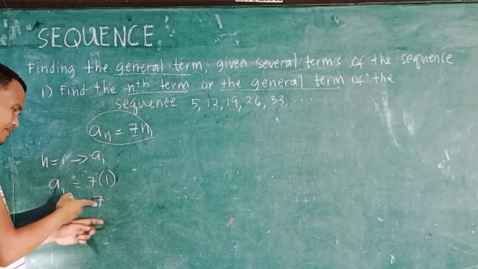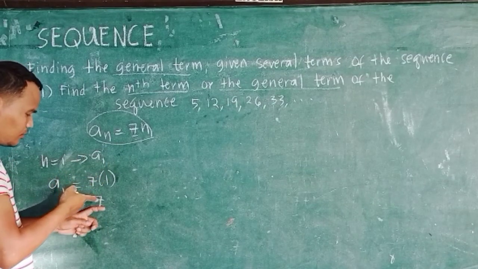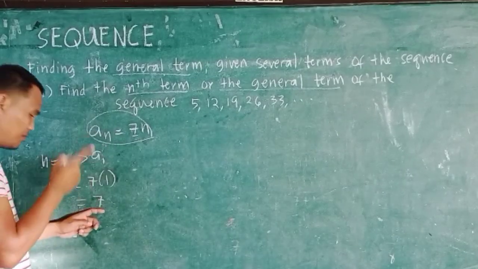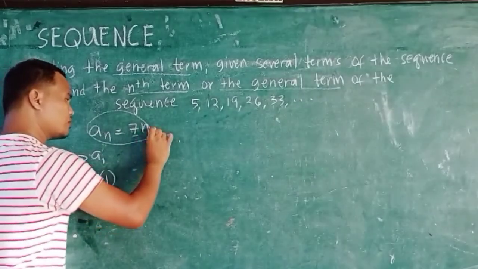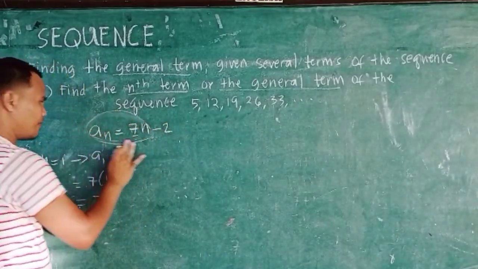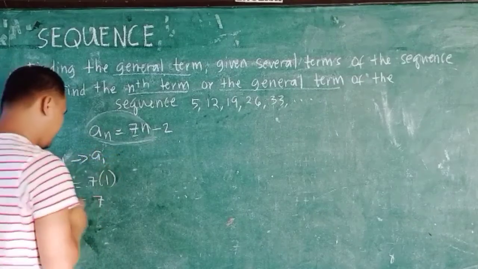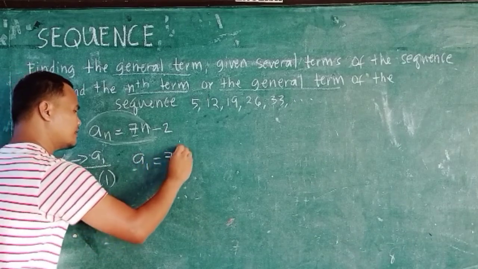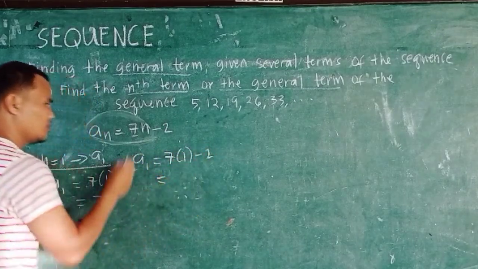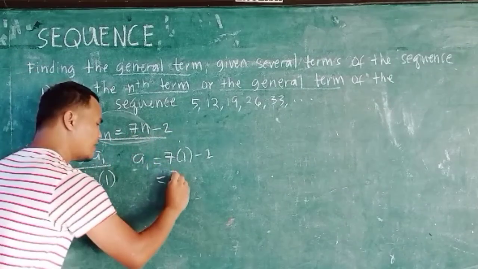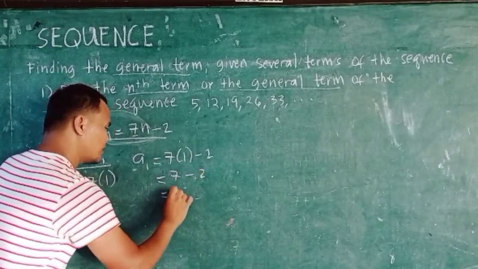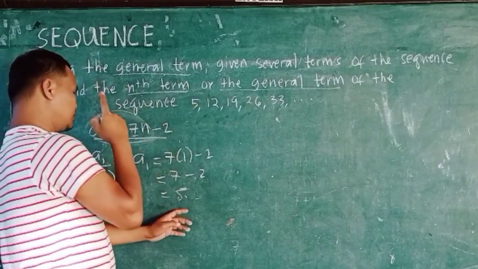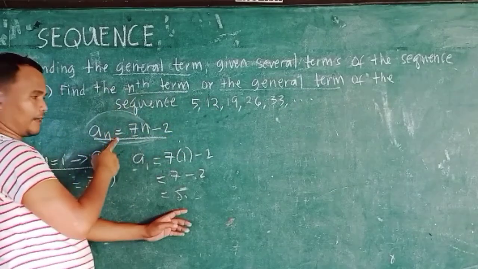So kung 7n ni siya, unsa nga itong buhaton para mag-5 ni? Mag-minus ta og 2. So kung mag-minus tangan him og 2, let us verify kung sakto ba ang answer. Let us again use the first term. A sub 1 equals 7 times 1 minus 2. We're using this one. So 7 times 1 is 7 minus 2. The result is 9. In this case, they are now equal. Let us proceed to the second term if this is correct.